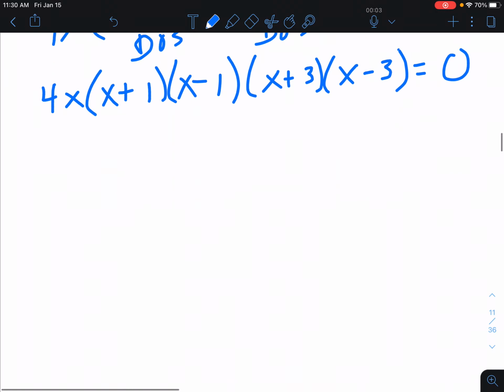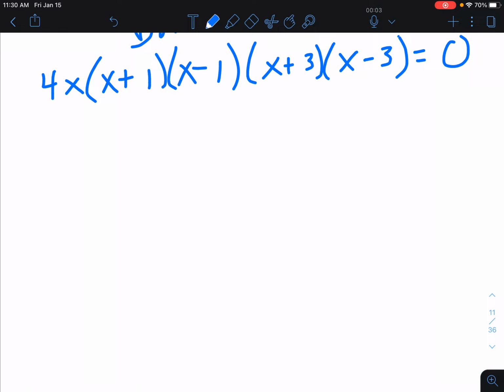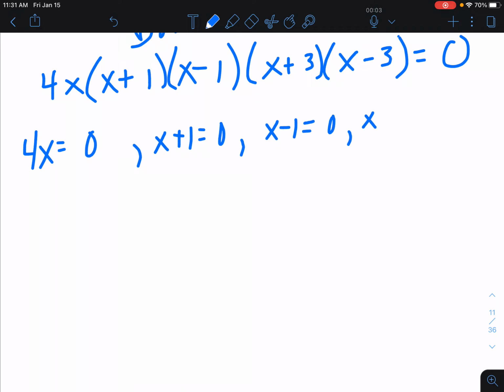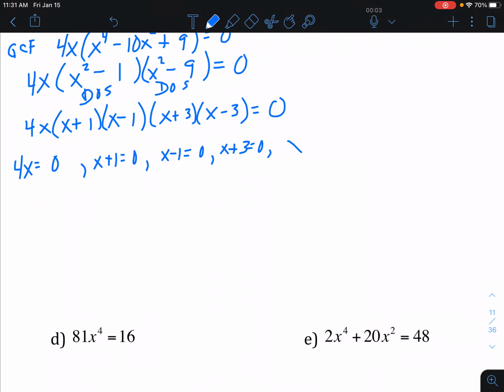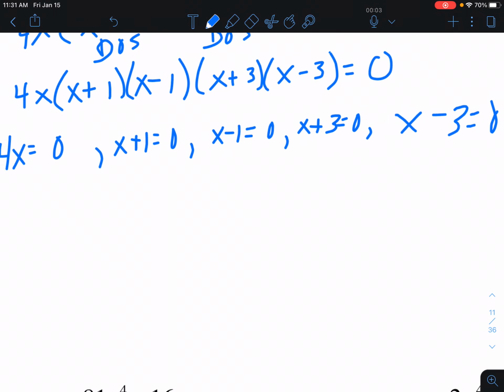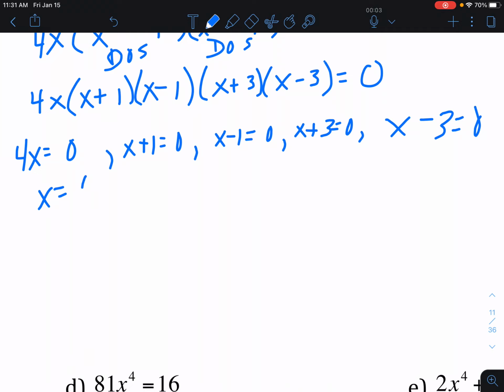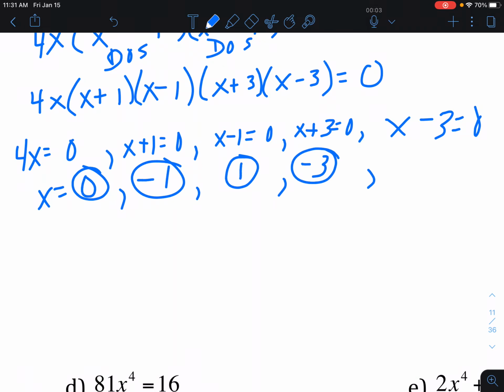So it's answer time. Since we have an equation, we are expected to get answers here. So remember, the rule is we set each of the factors equal to 0. I'm just using commas to separate. So this first one would be x equals 0. The second one would be negative 1, 1, negative 3, and 3.